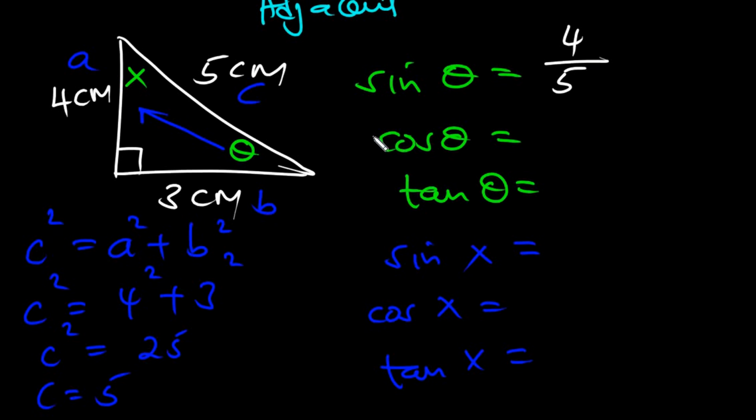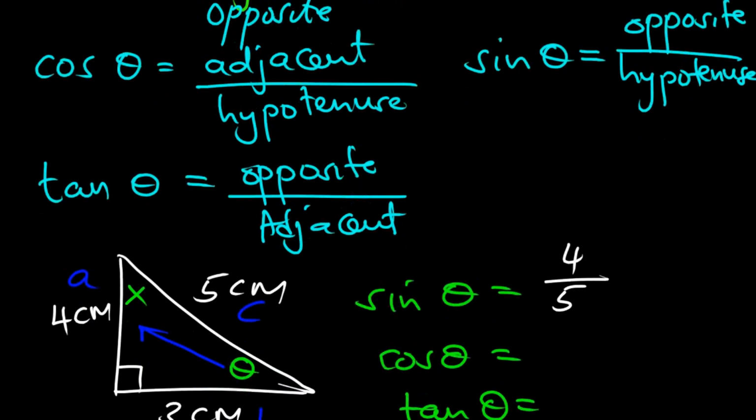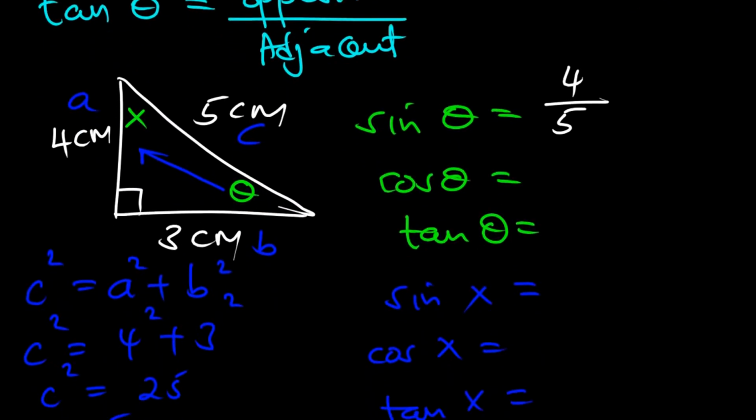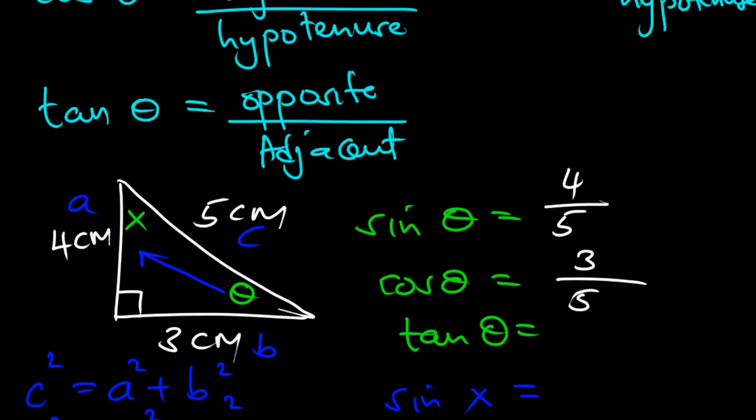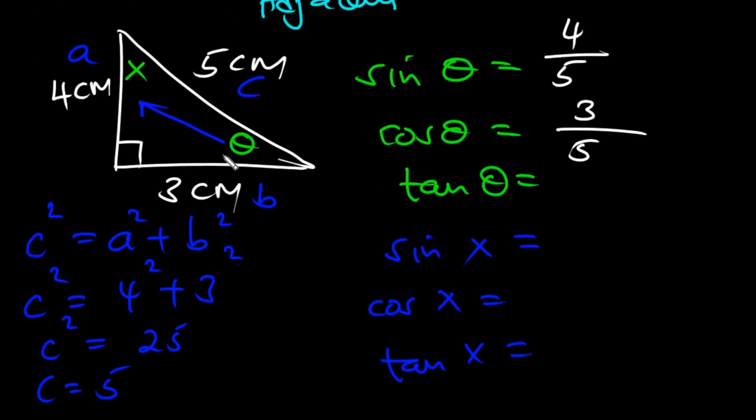Now, the cosine of theta from this relationship is equal to adjacent divided by hypotenuse. So the adjacent line to this angle is this one, 3 centimeters. So cosine theta is going to be 3 divided by the hypotenuse, which is 5. Okay, and then finally, the tangent of angle theta is opposite divided by the adjacent. So the opposite of angle theta is 4, and the adjacent is 3.